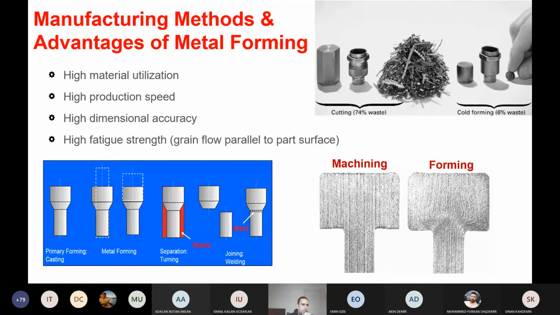And if you look at the production times, this may take maybe up to 5 minutes or something like that, and you will be able to forge this in maybe 3 or 4 steps, 1 second for each step, and then it may take at most 5 to 10 seconds to produce this part on a cold forging machine.